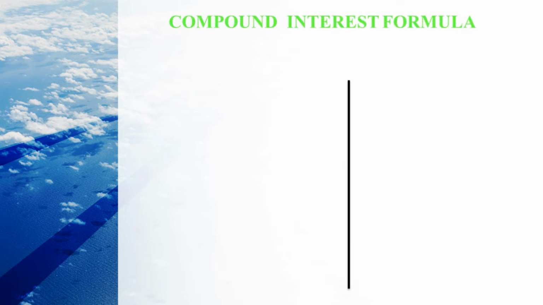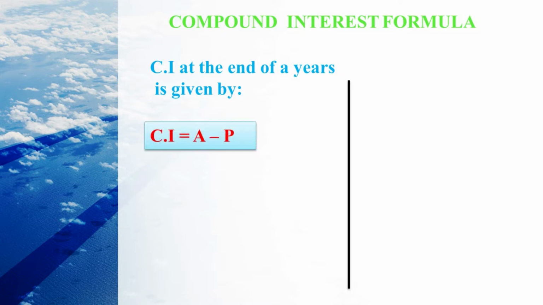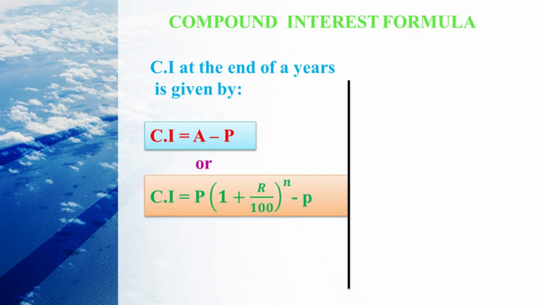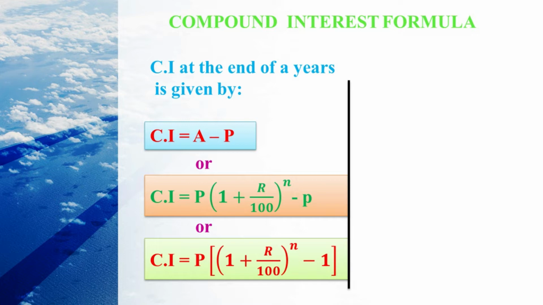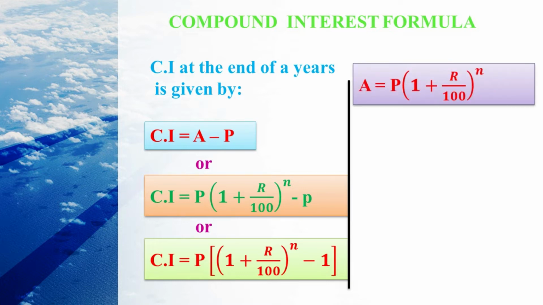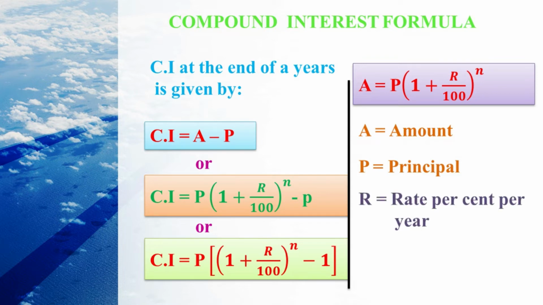Learn the compound interest formula. To find compound interest, use the following formulae. Compound interest at the end of a year is given by compound interest is equal to A minus P, or compound interest is equal to P into (1 plus R by 100) to the power n minus P, or compound interest is equal to P into ((1 plus R by 100) to the power n minus 1). Now we can choose any one. Next, the amount formula: A is equal to P into (1 plus R by 100) to the power n. Here A is amount, P is principal, R is rate percent per year, and n is time in years.